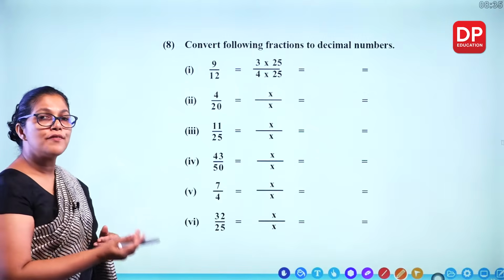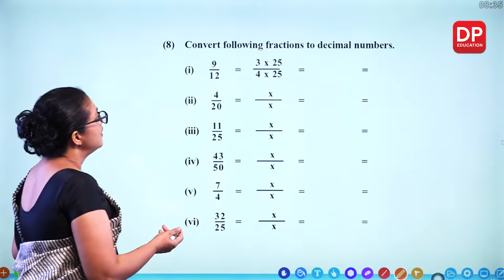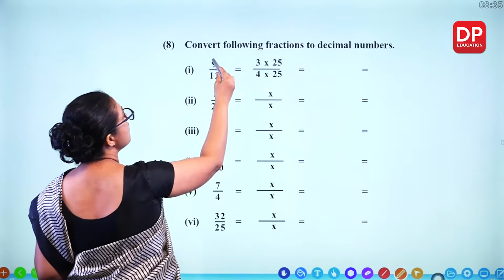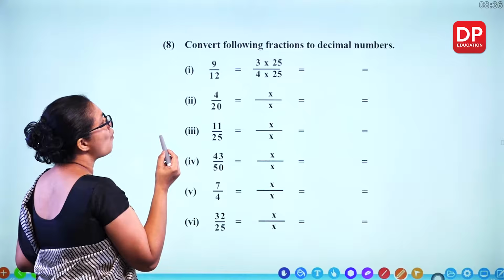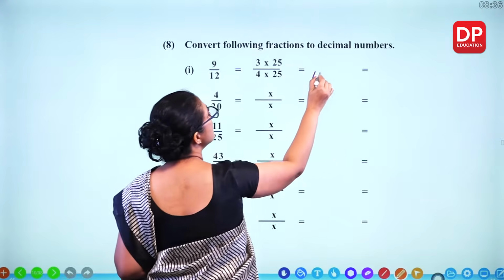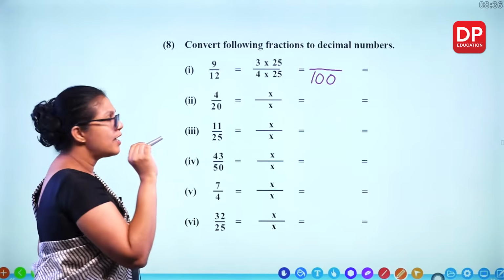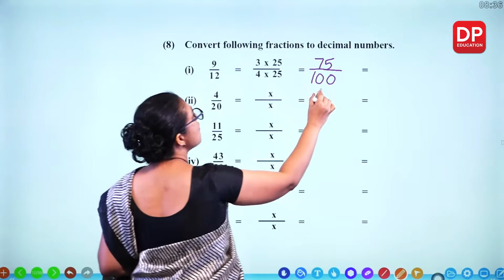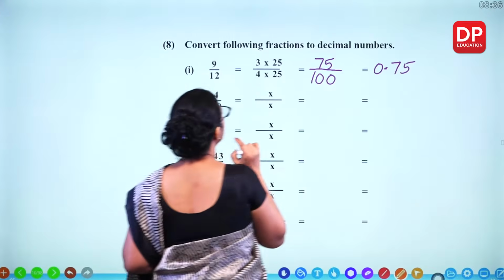Convert the following fractions to decimal numbers. Now we'll try to convert to a multiple of 10. We look at the denominator. You can simplify 9 over 12 to 3 over 4. Then we know 4 times 25 is 100. So multiply both the numerator and the denominator by 25. So this is 75. 75 over 100 is 0.75.